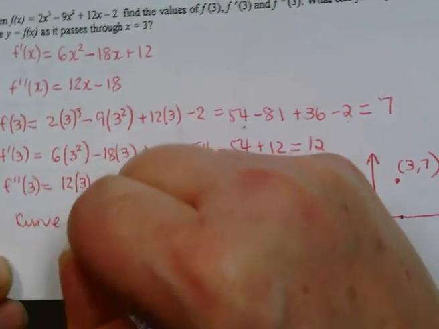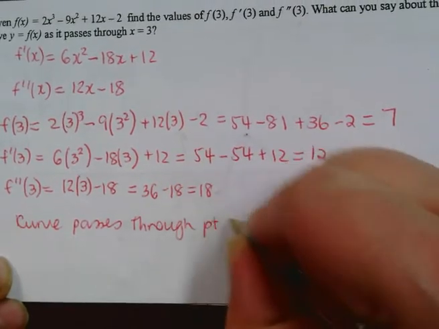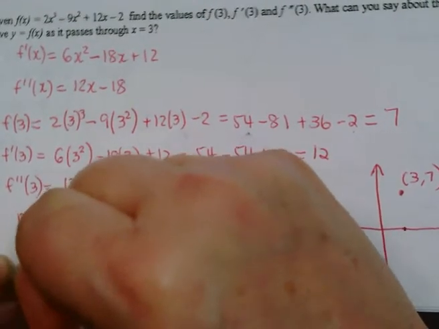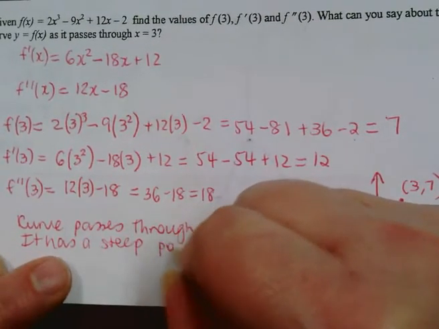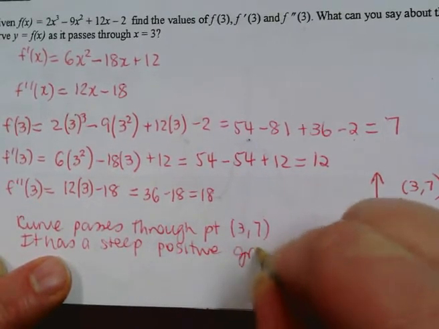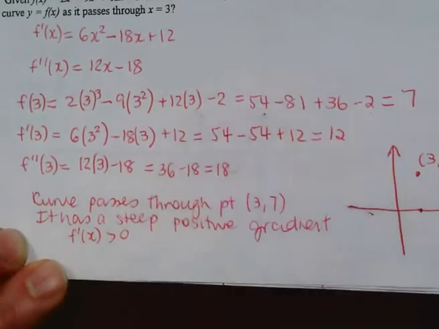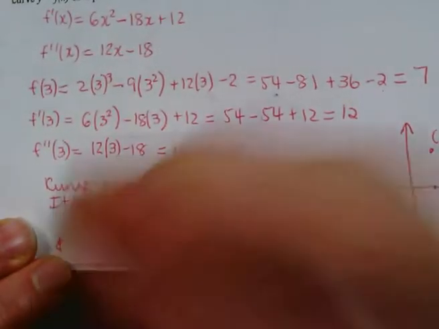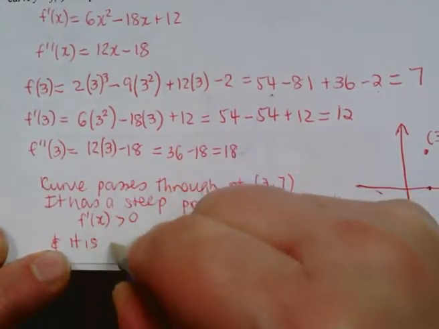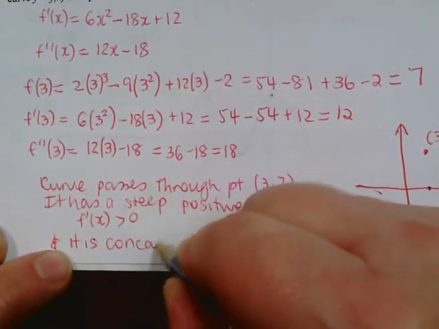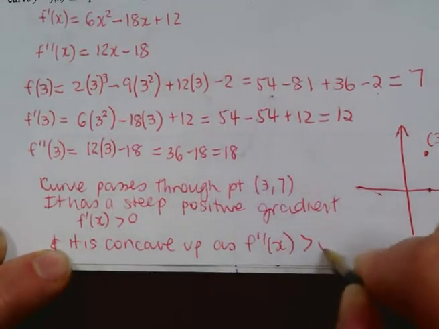So this is what I know. The curve passes through the point 3, 7. It has a steep positive gradient of 12. Why do we know that? Because f dash x is greater than 0 at that point. And tell me about its concavity. It is concave up, as the second derivative is also positive.